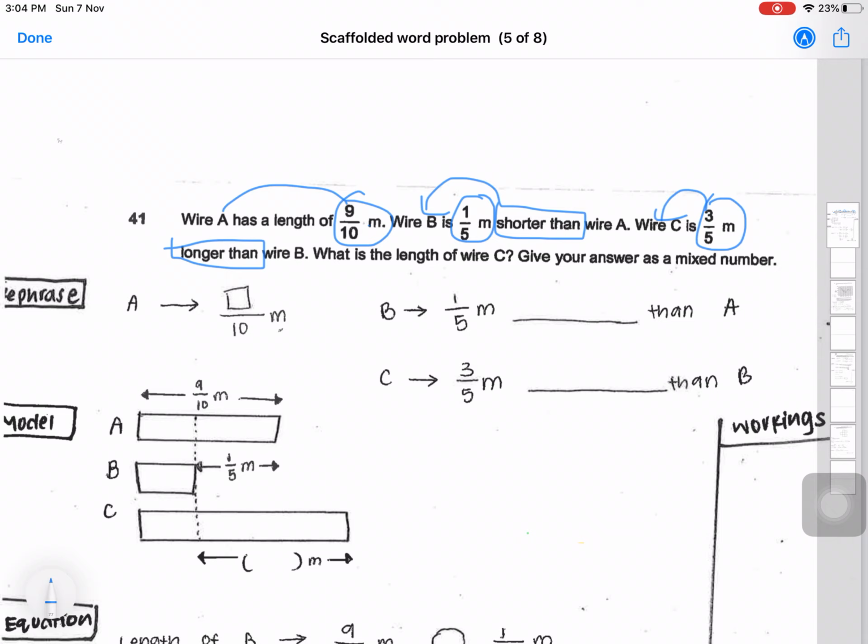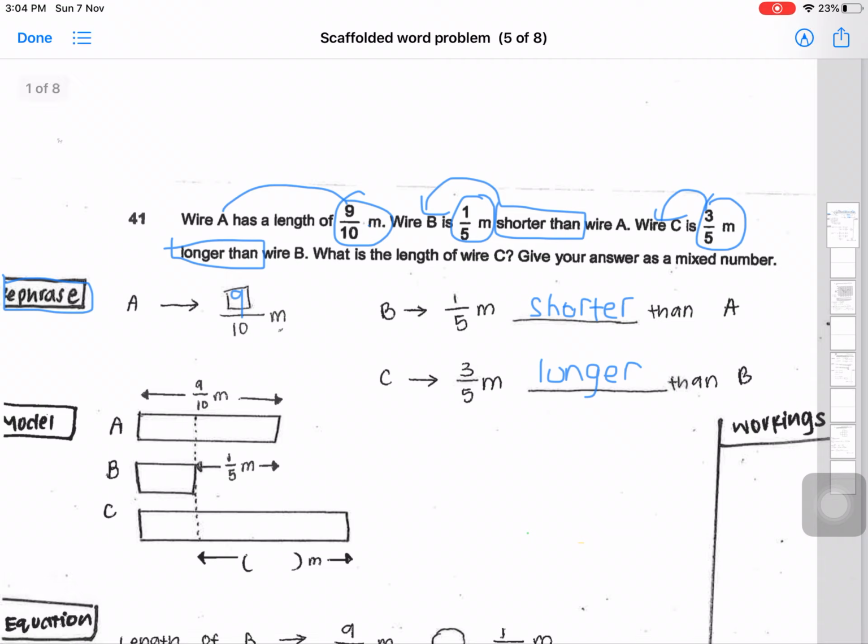Now let's do rephrasing, meaning that we are going to break down the information in the sentences into shorter, bite-sized information. So wire A, we know that it is 9/10 meter, while wire B is 1/5 meter shorter. Shorter than who? Shorter than wire A. While wire C is 3/5 meter longer than who? Than wire B.